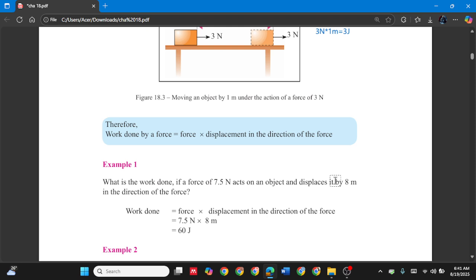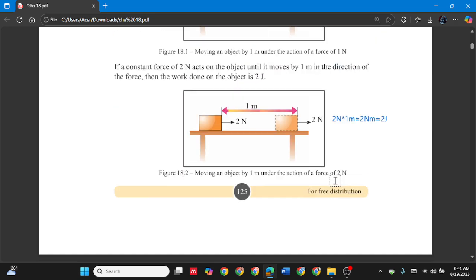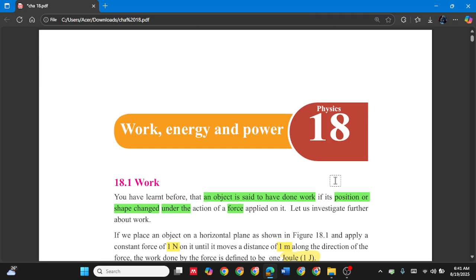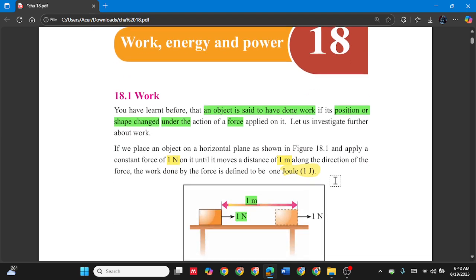Shall we write the note? So you have to start from here. Write the topic of the lesson, 18. This is a physics lesson: Work, Energy and Power. Then write 1 and Work. The first one we are going to discuss here is work, then energy, then power. So write 1 and then write work. Below it, write the things which I highlighted here.